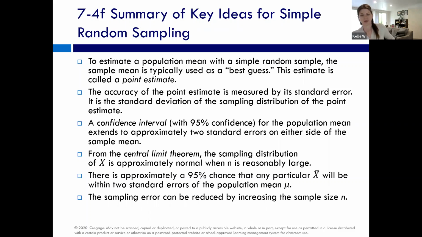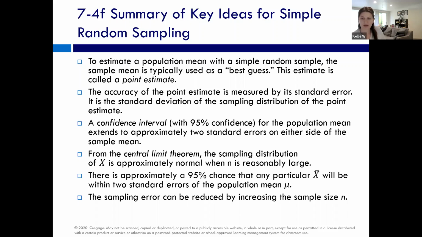Okay, so to recap, when we estimate a population mean with a simple random sample, then our sample mean is a point estimate. It's a best guess. The accuracy of that point estimate is measured by standard error, and that is the standard deviation of the sampling distribution of that point estimate. We can calculate a confidence interval for the population mean. It's about 2 standard errors on either side of the sample mean.